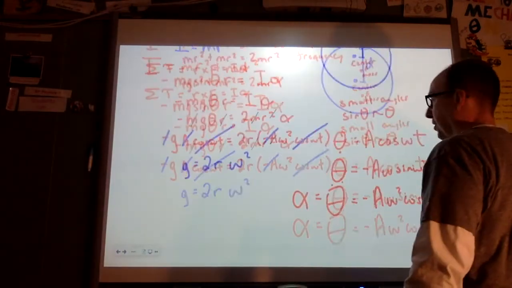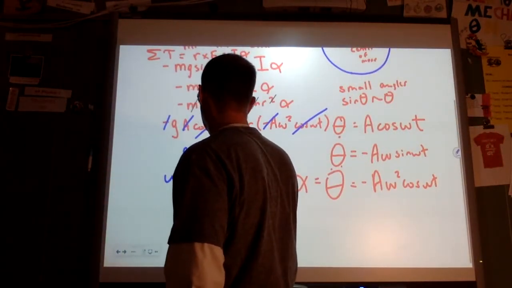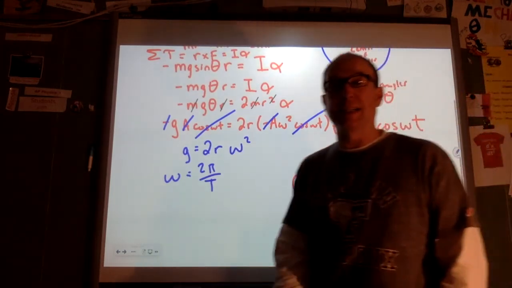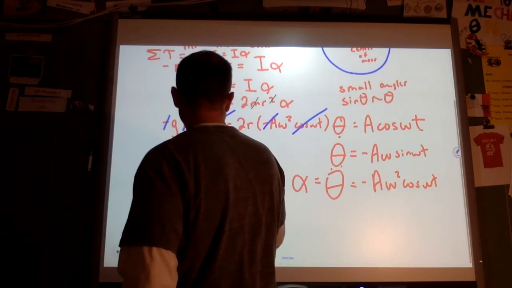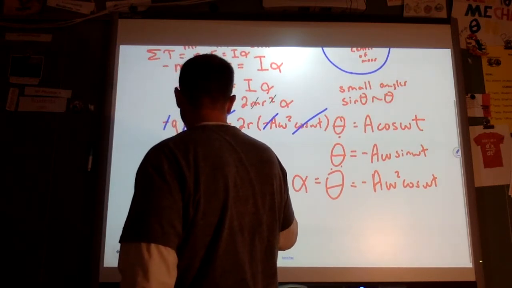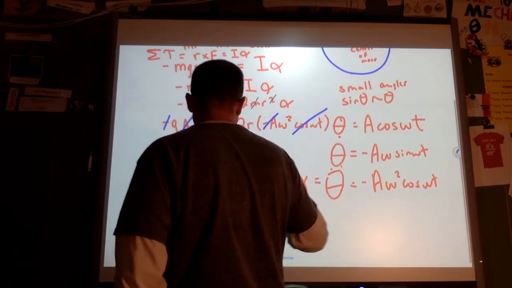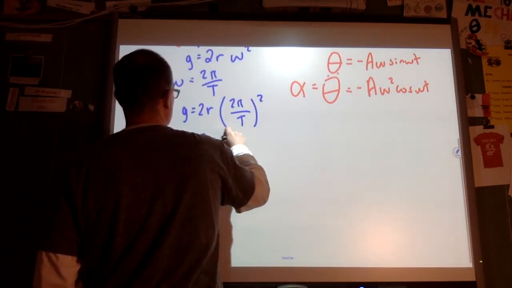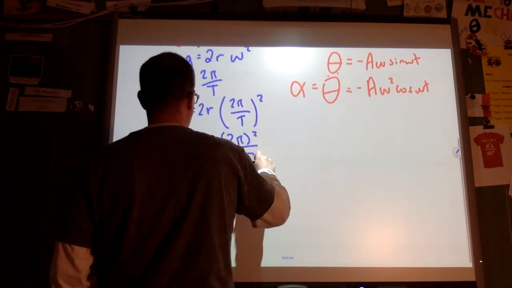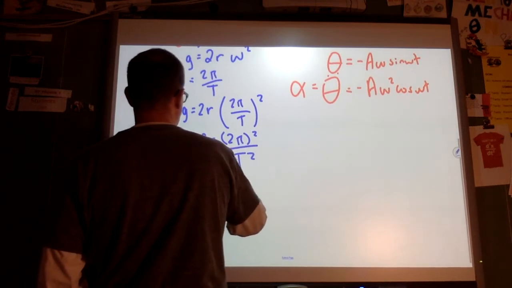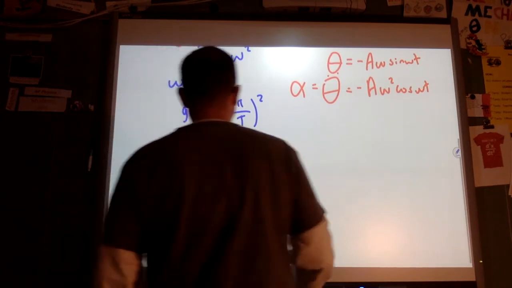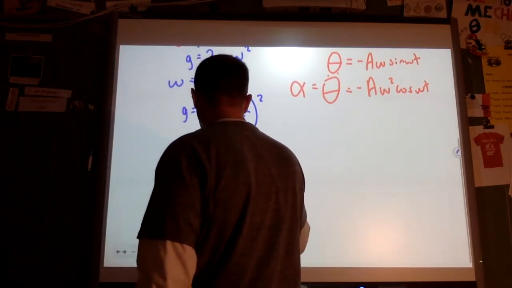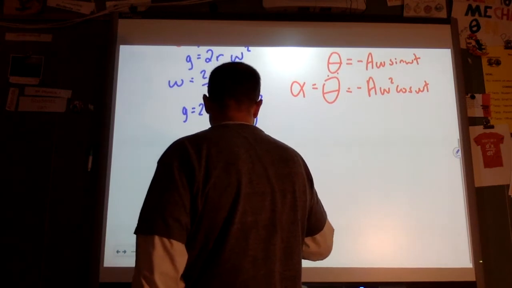Now, if you remember this angular frequency, or if you look on your equation sheet, we know that omega is going to be equal to 2 pi over the period. So I'm going to plug this in because I want to get an equation for the period of what this is, and then we're going to test it. So I get g equals 2r times 2 pi squared over T squared. And so T squared is 2r over g times 2 pi squared, and so T is going to be equal to 2 pi square root of 2r over g.